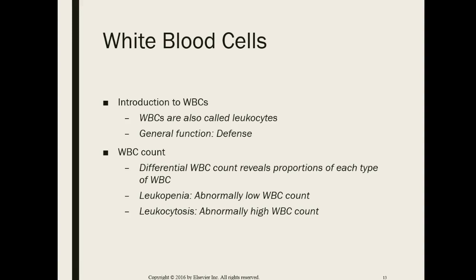White blood cells, so the general function of these is going to be defense. They're also known as leukocytes. So leuko means white and then cyte is cell. So that's how those two words are associated. Depending upon the issue that a person, or the disease or virus that a person has, a differential white blood cell count can be performed to analyze the different proportions of each type of white blood cell. So leukopenia would be a low white blood cell count, while leukocytosis is a high white blood cell count.